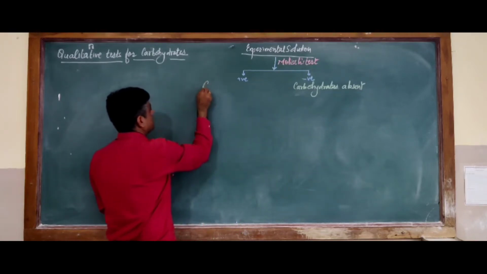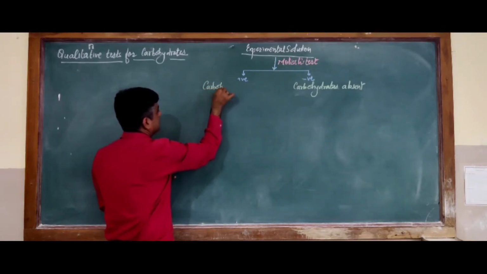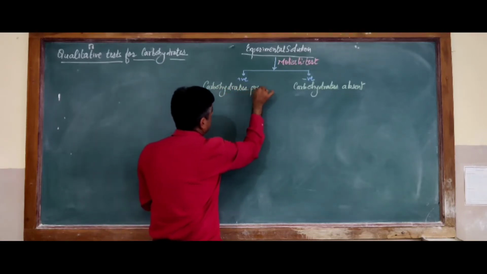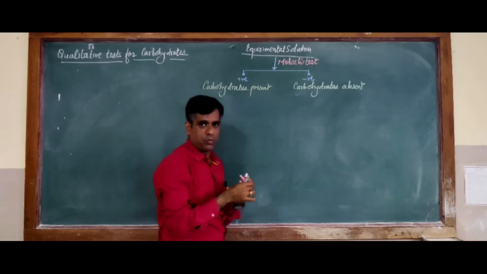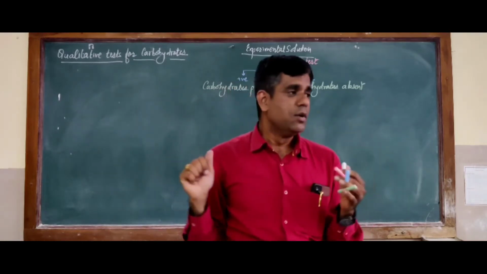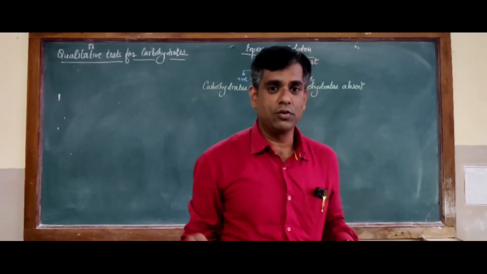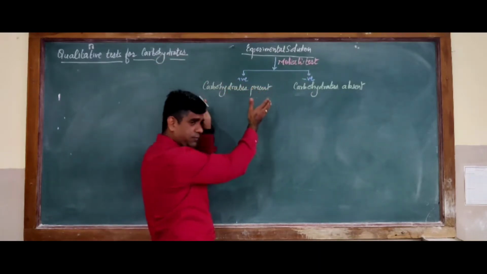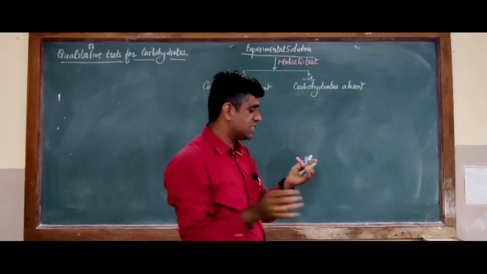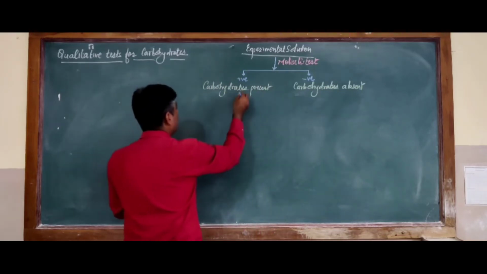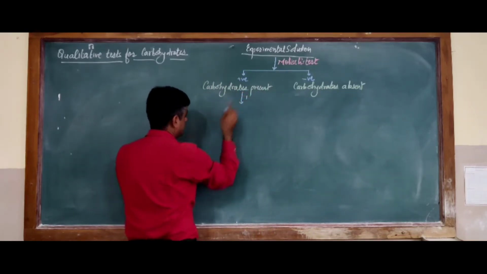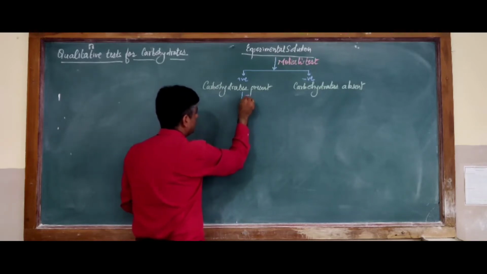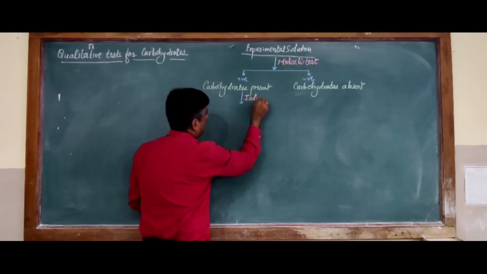If the test is positive, it clearly indicates that some kind of carbohydrate is present in your given sample. You don't know whether it is a mono-, di-, poly- or oligosaccharide, but you know that some kind of carbohydrate is present. Once I get Molisch's test positive for the given sample, I'll go for the next test, that is the iodine test.